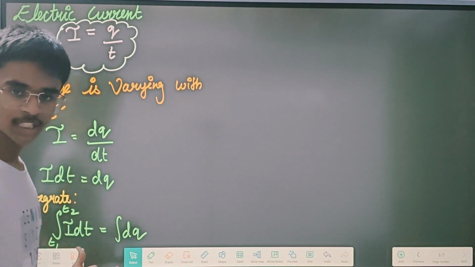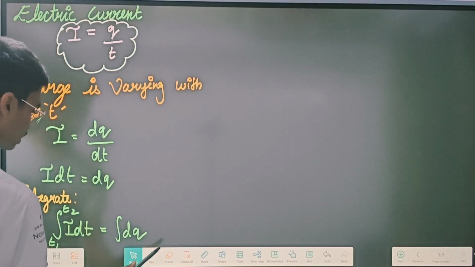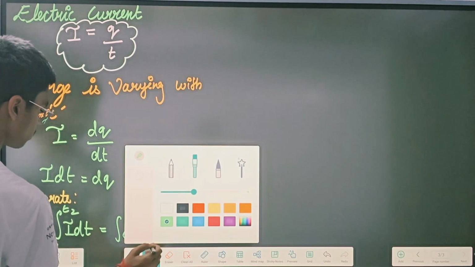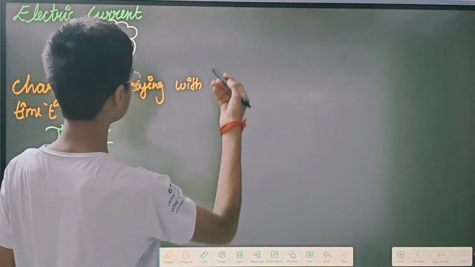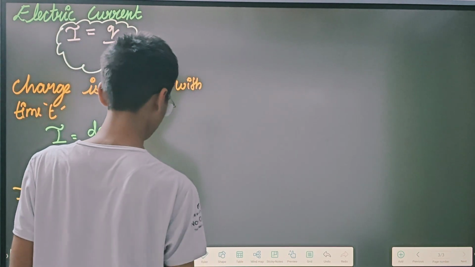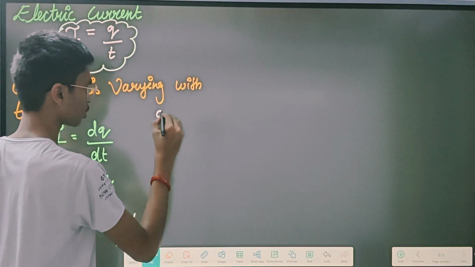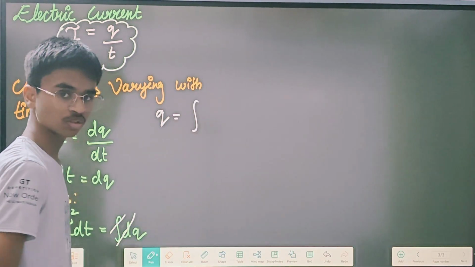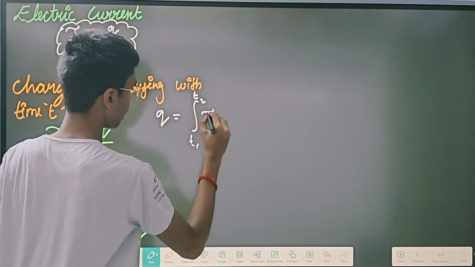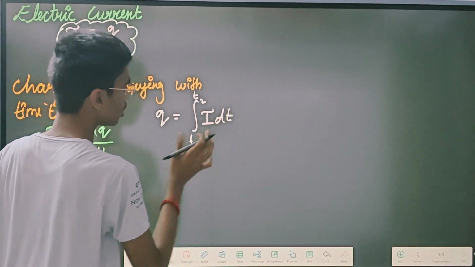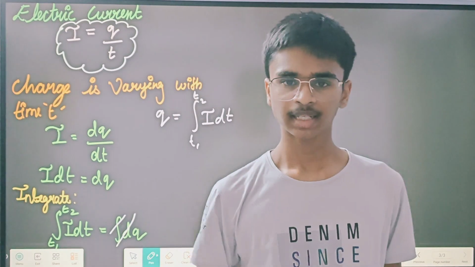So you have got this one. This integration symbol, and then this will be cancelled out. Then what will you be getting? You will finally be getting that q is equal to integration from t1 to t2 of I dt. If they have given you the values, you put them like that, and you will be getting the answer.